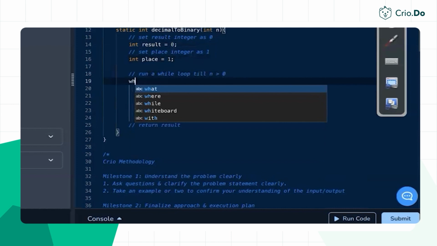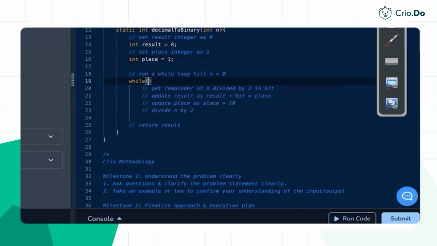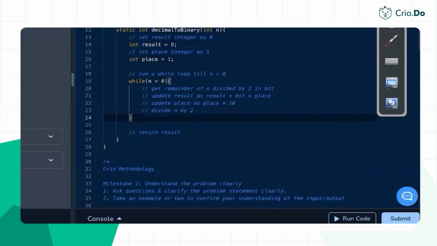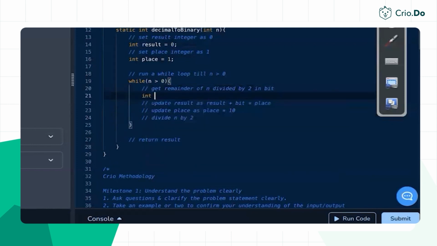We will run a while loop as long as the n variable is more than 0, because as soon as n becomes 0, we have to stop. There is no more division which we can have, or there are no more new remainders. Otherwise it will only add prefix zeros. We will get the remainder by dividing n by 2. So the remainder will be stored in a bit variable: int bit is equal to n modulus 2.